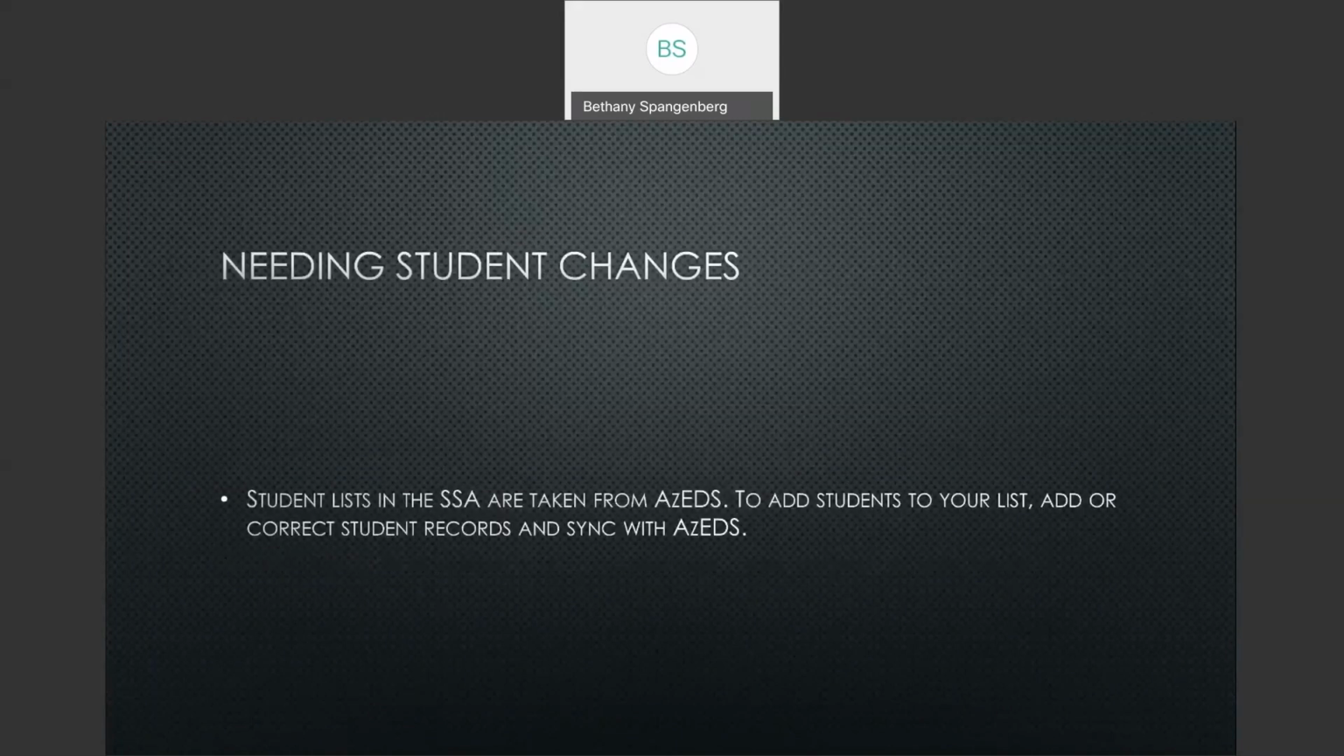Student lists in the SSA are taken from the list of students enrolled in tested grades and with SPED records and AZEDs. To add students to your list in the SSA, correct the student records in your student information system and sync with AZEDs. It may take a couple of days for the record change to process through all of the systems. You can verify your student records and AZEDs by checking your SPED 72 report.